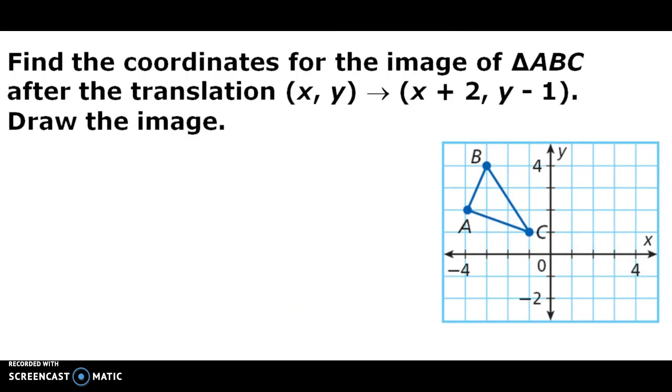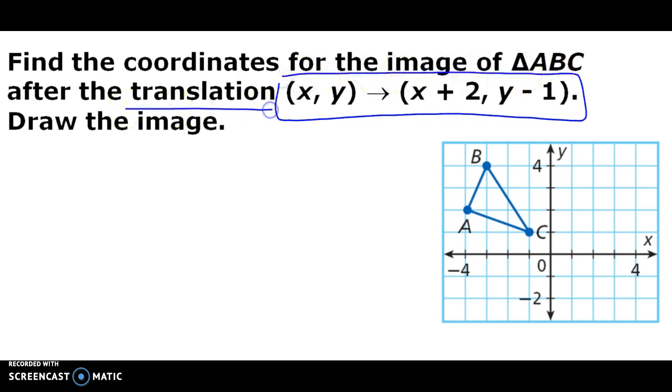Find this example on your notes. I think it's in the bottom right. No, it's just right under it, middle left there. Okay, so we have a triangle ABC, and this tells you that we're going to translate it. First of all, they say translate, but this is what it looks like under that cheat sheet on your translation rule. So even if they didn't say translation, we still know this is a translation based on the rule.